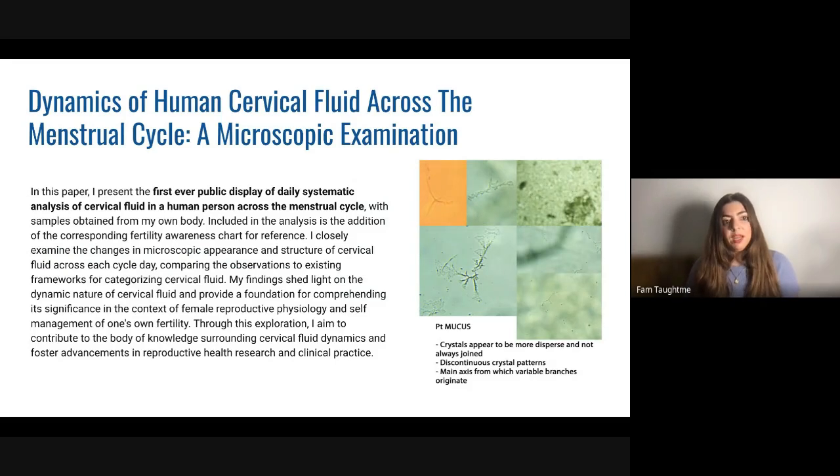So in this paper, what I did was present the first public display of daily systematic analysis of cervical fluid in a human person across the menstrual cycle using the samples that I took from my body. So in the analysis is the addition of the fertility awareness chart for reference. That is something else that I've been really curious about over my studies, and so I wanted to put it to practice. I really tried to look at the different forms of the structure of the cervical fluid and how it changed from day to day. And then I wanted to understand more about this body of knowledge that might exist about cervical fluid and what it does and what its purpose is.